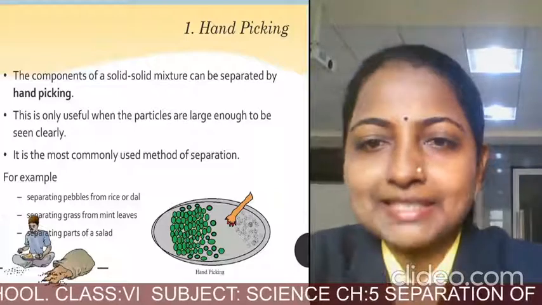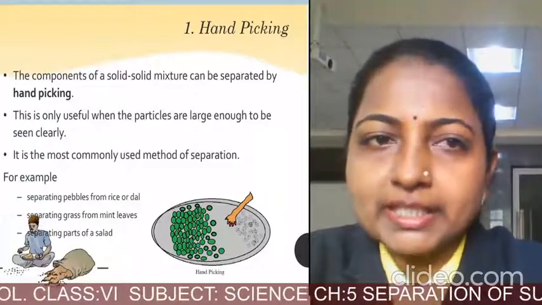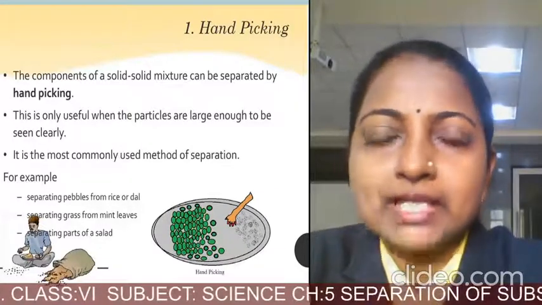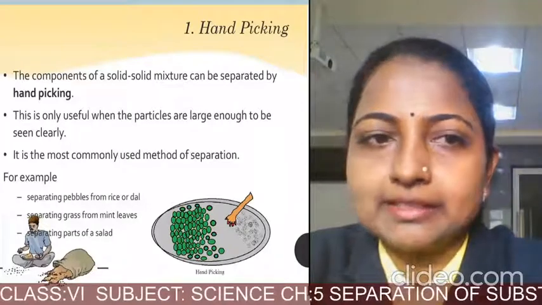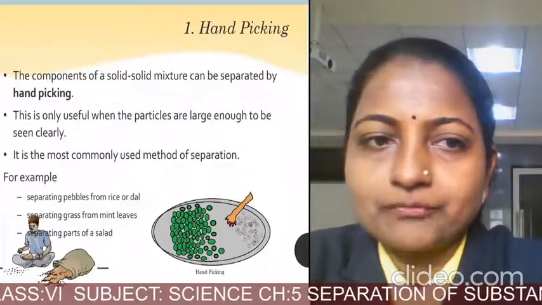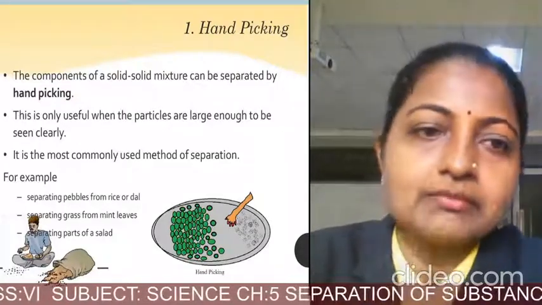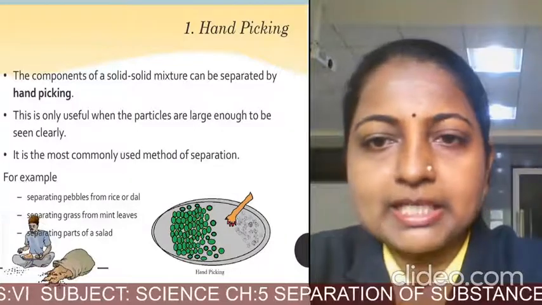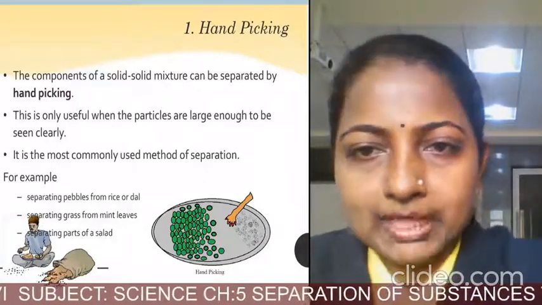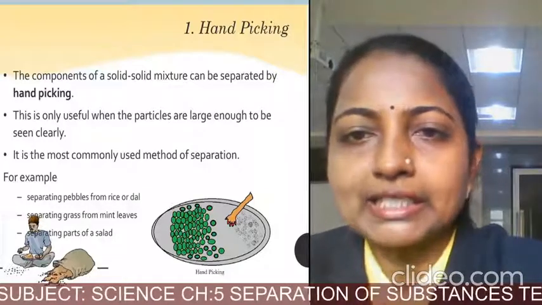So the first method is hand picking method. The components of a solid-solid mixture can be separated by hand picking method. This is only useful when the particles are large enough to be seen clearly. It is the most commonly used method of separation. For example, separating pebbles from rice or dal, separating grass from mint leaves, separating different parts of a salad. With the help of hand we are separating the substances. This is hand picking method.